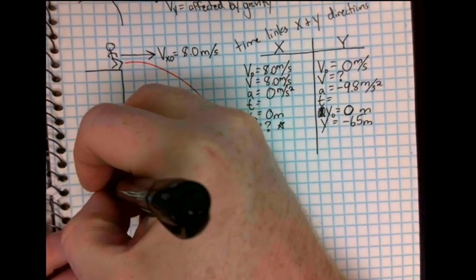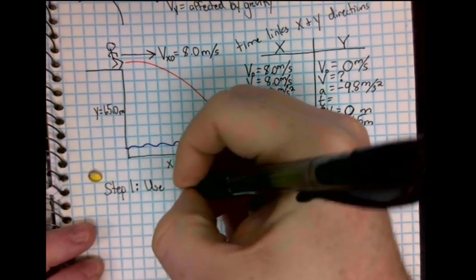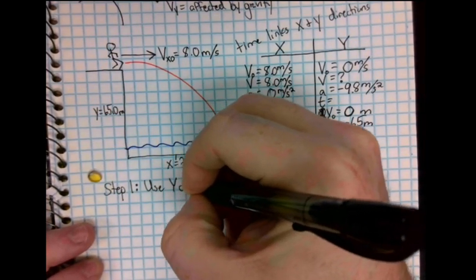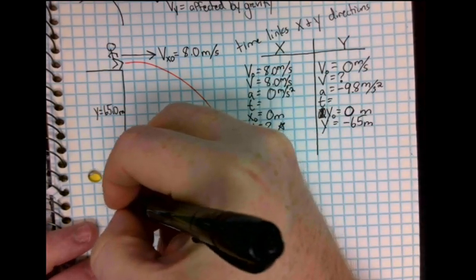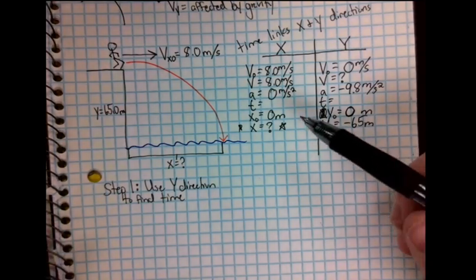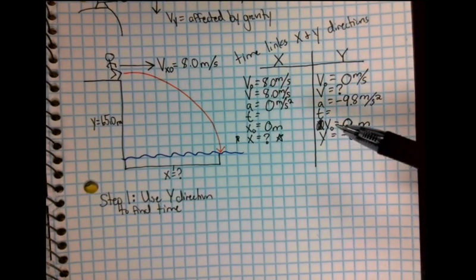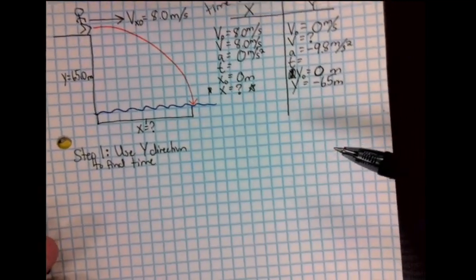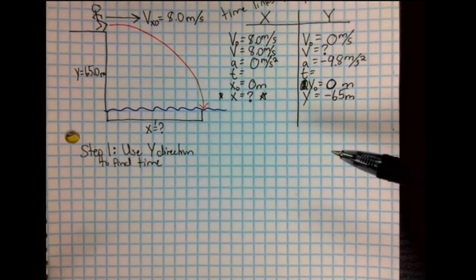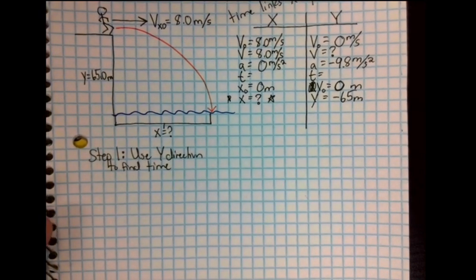So our step 1 here is going to be use the y direction to find time. And just like I said earlier, the y direction and gravity especially is usually the limiting factor for how long something stays in the air. And since we're looking for time, it makes sense we'd use the thing that's how long something is happening.